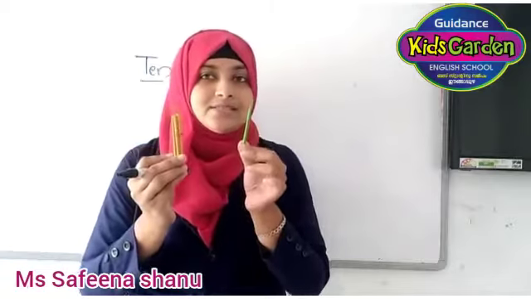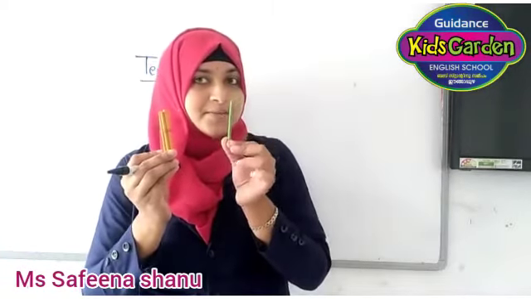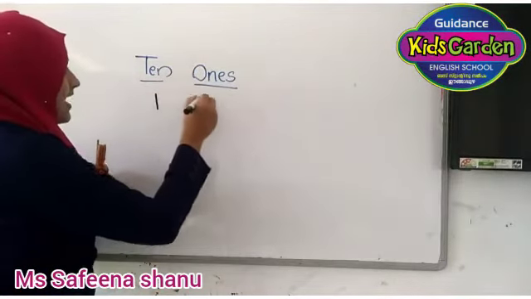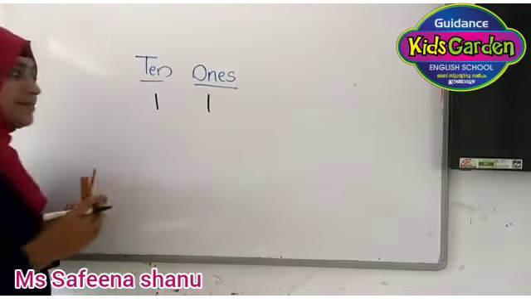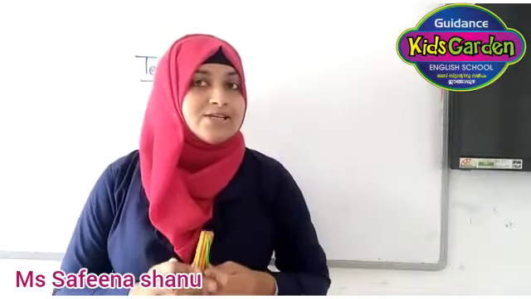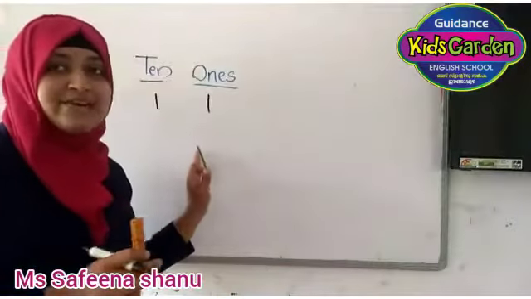How many ones left? Only 1. 1 ten and 1 one is equal to? 11.